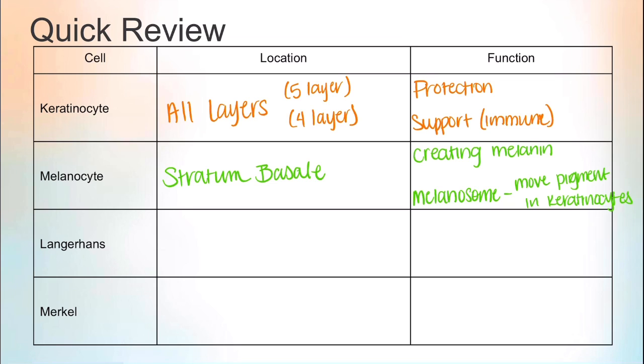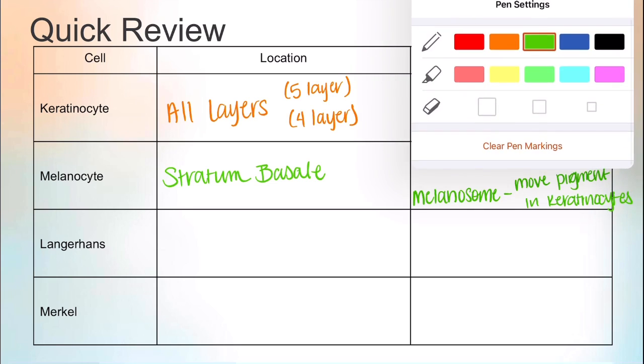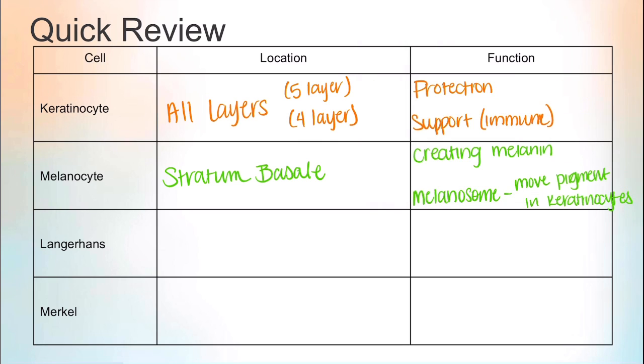Our next one is going to be our Langerhans cells. Be aware, remember our Langerhans cells had an additional name, and that was our dendritic cells, because of their shape. They kind of have that similar shape to the dendrites that we see in the neurons. So these guys are going to be located in the stratum spinosum, and we'll see if I spell this right.